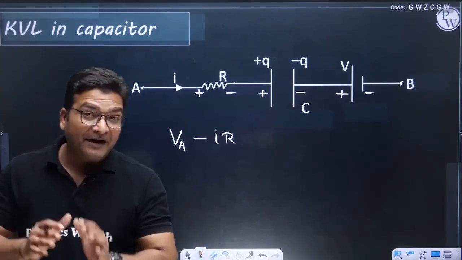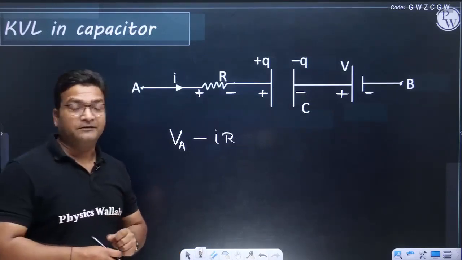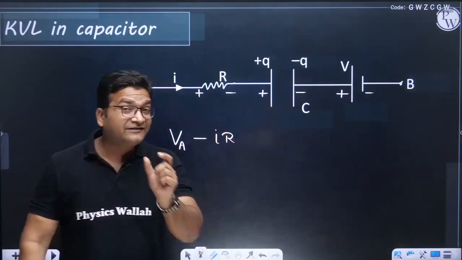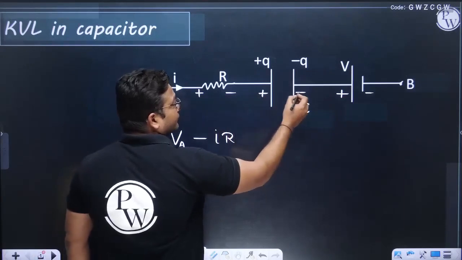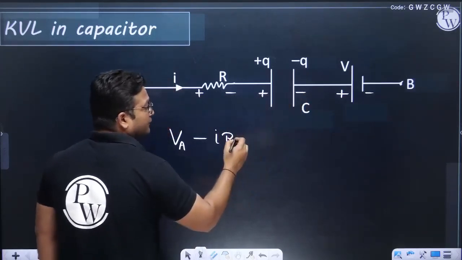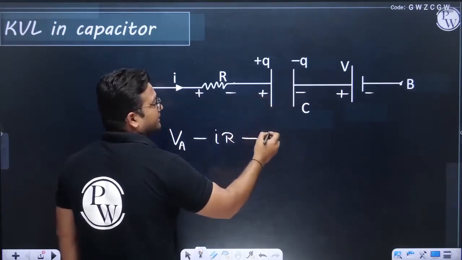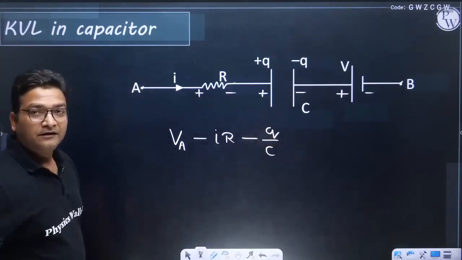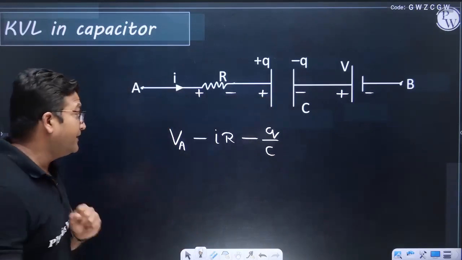You know, for a capacitor, Q equals CV, so V equals Q by C, right? V, that is the potential difference across the capacitor, is Q by C, okay? But can you see, if you go from positive to negative, the potential will drop. So I will write minus the potential difference across the capacitor, and that is actually Q divided by C. This is the way we write potential difference across a capacitor in KVL.